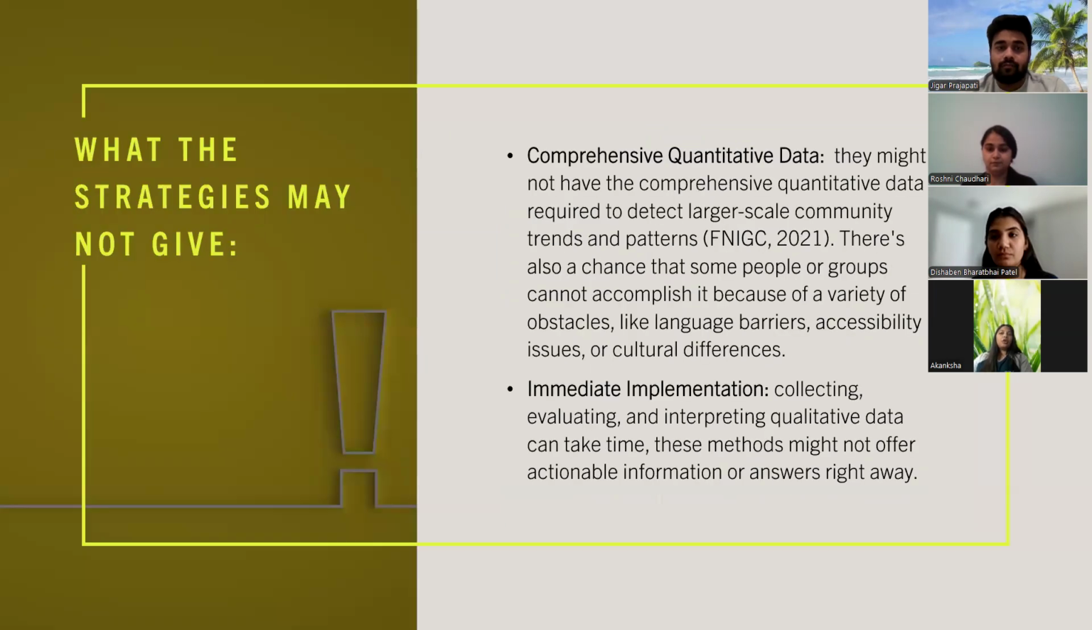Next, we are going to talk about what these strategies may not give. First one is comprehensive quantitative data. We might not have the comprehensive quantitative data required to detect larger scale community trends and patterns. There's also a chance that some people or groups cannot participate because of obstacles like language and accessibility issues or cultural differences. Next is immediate implementation.